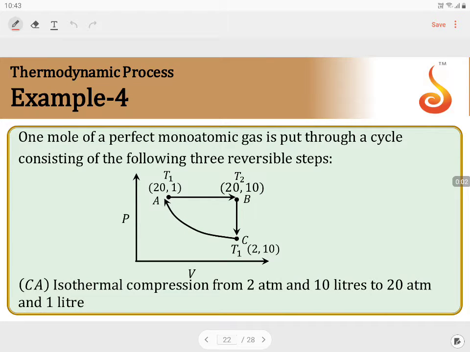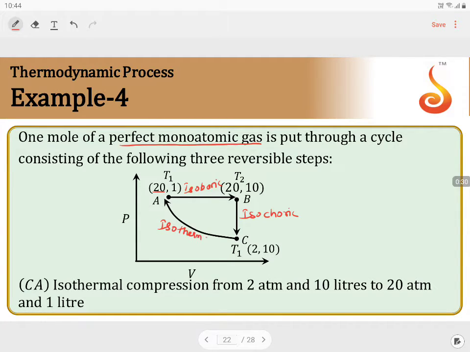1 mole of a perfect monoatomic gas is put through a cycle consisting of the following three reversible steps: AB, BC, CA, where in AB the pressure is constant, so this will be an isobaric process. BC is an isochoric process, and CA will be an isothermal process.